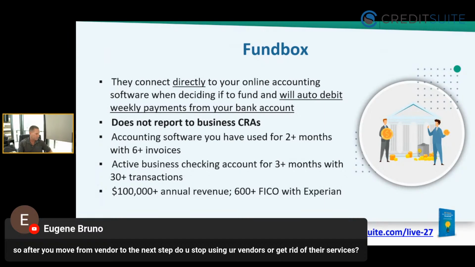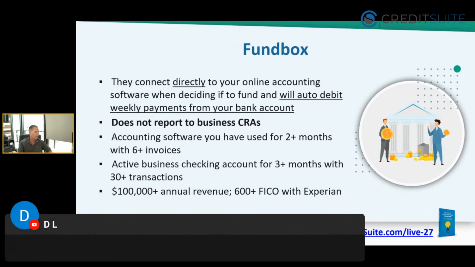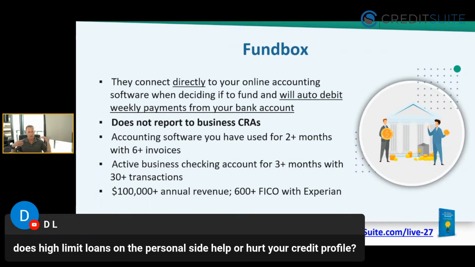Now, DL says, do high limit loans on the personal side help or hurt your credit profile? Well, they can help and hurt, really, depending on when you get the loan. A third of your credit score is based on utilization. Here's what most people don't know. When we hear about utilization, we think about credit cards, balances in relation to limits on credit cards. That's not true. Utilization in the personal FICO score takes into account installment debt as well.